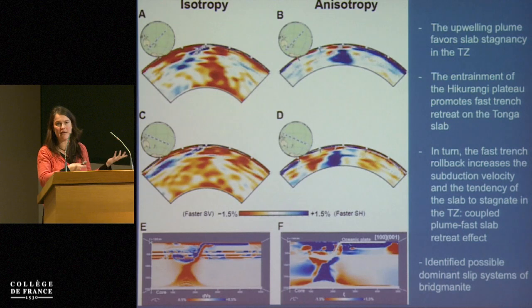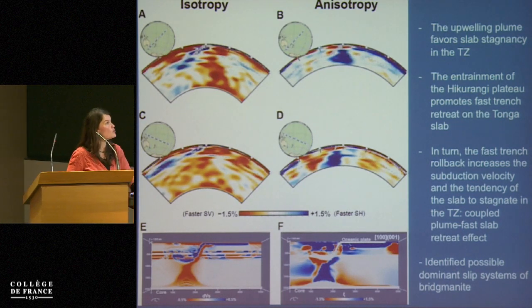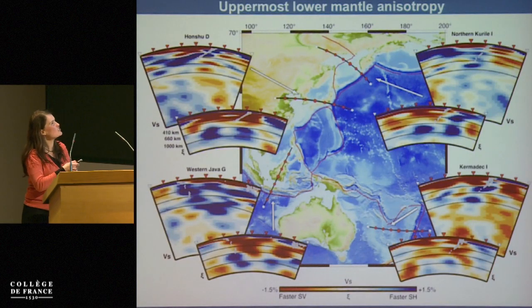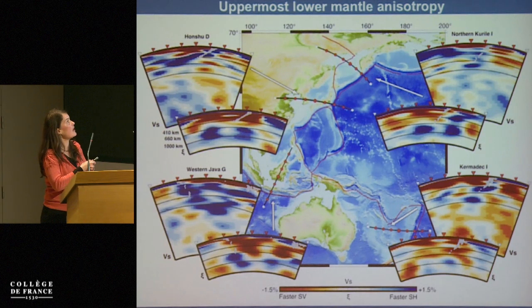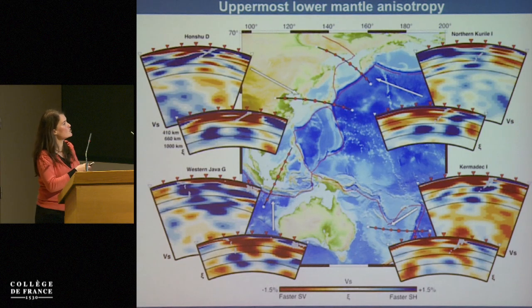In case you are wondering, okay, so that's for Tonga. It's in Tonga-Kermadec, a very special setting. What happens for other subducting slabs? So we've looked at it, and this is my last slide. I show here some examples of isotropic and radially anisotropic sections for a variety of slabs from northern Kuril to Honshu, Western Java here, Kermadec. For reference, I have plotted the 410 discontinuity, 660, and I also plotted the 1,000 kilometers depth because it's a very interesting region.